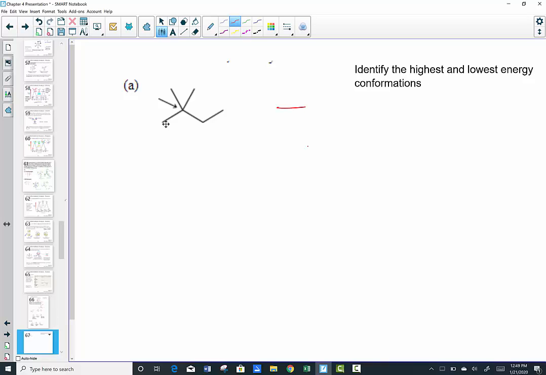So I'm looking here at a 4-carbon chain, and on carbon 2 we have 2 methyl groups. Draw the highest and lowest energy. Well, let's examine carbon 2. We're going to be looking down the bond of carbon 2 to 3. Carbon 2, as I look straight down, is a methyl group. Looking up and to the right is a methyl group. And looking up and to the left is a methyl group. Carbon 2 is attached to 3 methyl groups.